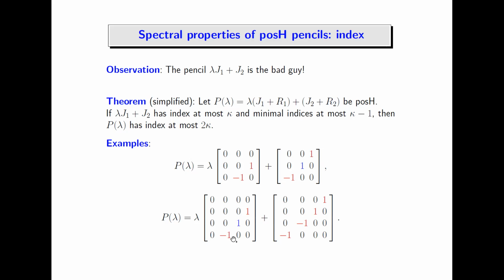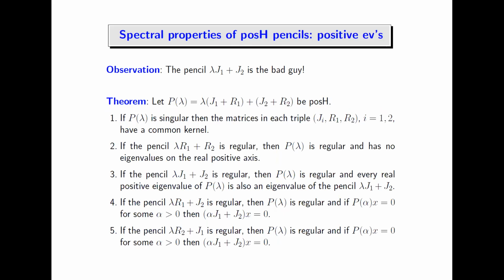And again, if I consider this pencil here, which has index 4, you see if you ignore the blue one, then actually you have 2 blocks of size 2 associated with the eigenvalue infinity of the underlying skew Hermitian pencil. And so really the index doubles. Here the red pencil has index 2, but the full pencil has index 4. Okay. And even more can be said, for example, about positive eigenvalues.